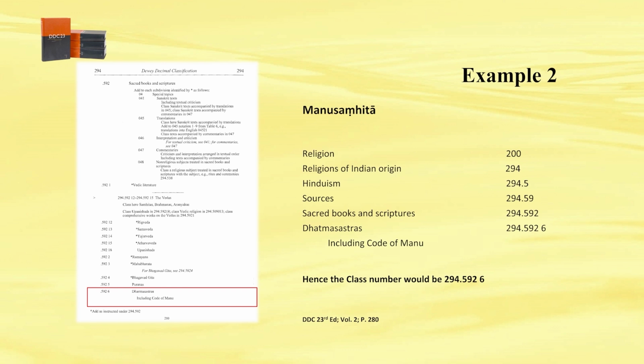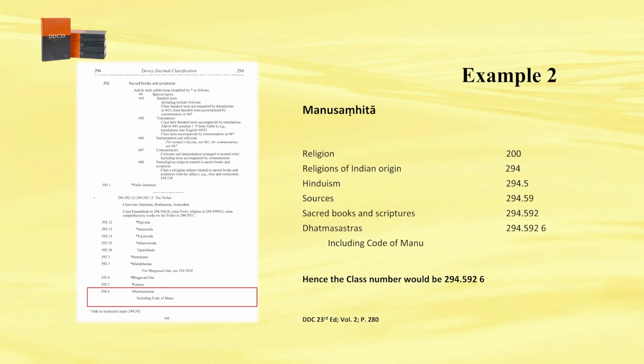the 294 is for religions of Indian origin. If you go to page number around 279 or 280 in volume 2, you can find the number 294, that is the religions of Indian origin. Under it, 294.5 is for Hinduism. The Manu Samhita is actually a sacred book, so we have to find the number for sacred books under Hinduism. If you scroll down or browse the Dewey Decimal Classification, you will get it under 294.592. It is for sacred books and scripture.